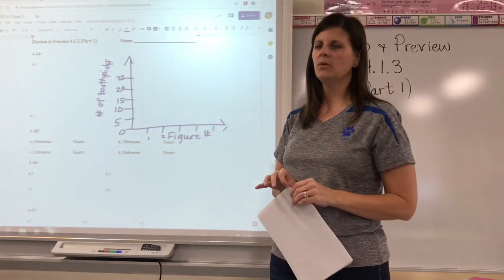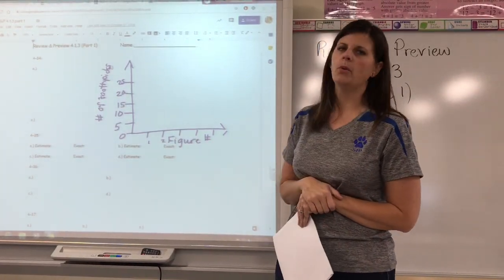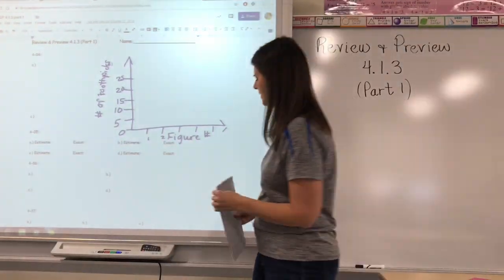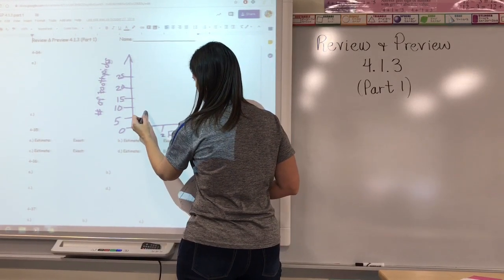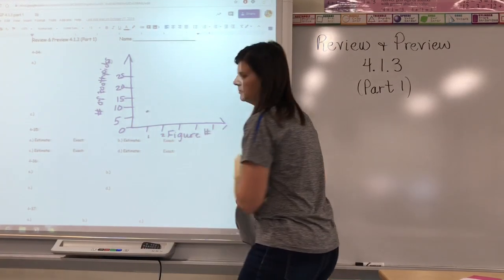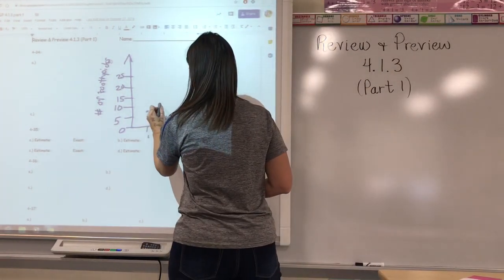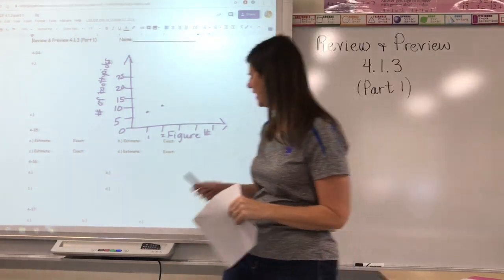Once you have your axes set up and labeled, then it's going to ask you to put the points on there from the chart. The first one we know, which is 1, 7. So for figure 1, it has 7 toothpicks. I would put figure 1, 7 toothpicks somewhere in that area. Figure 2 has 10 toothpicks. And then I would have to continue for figures 3, 4, and 5.